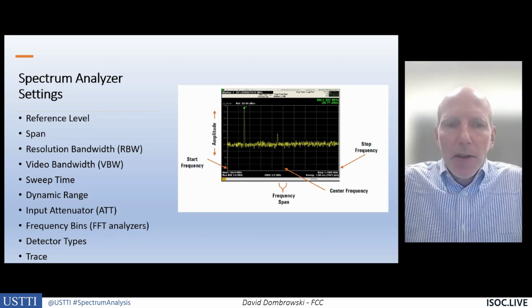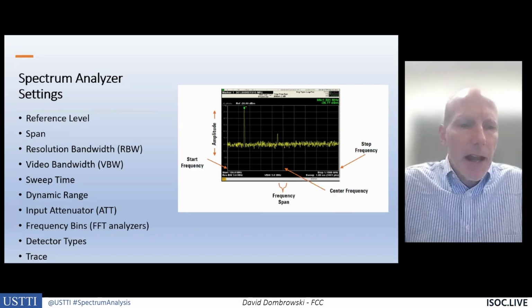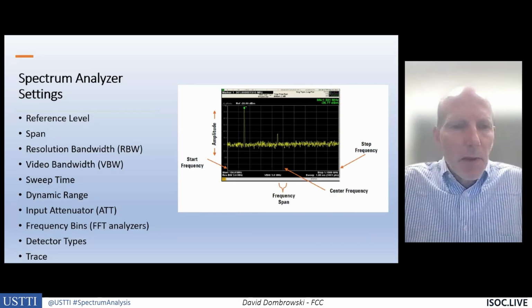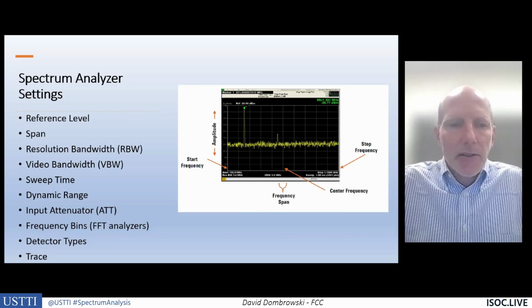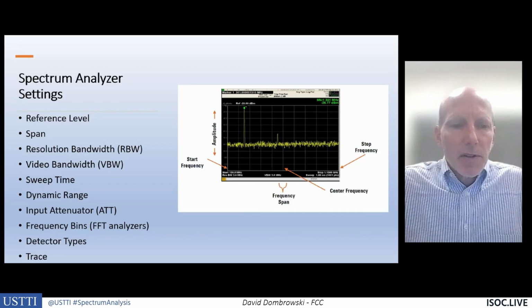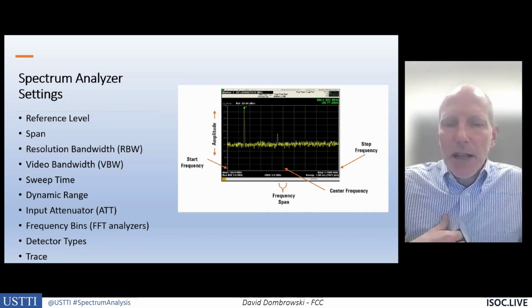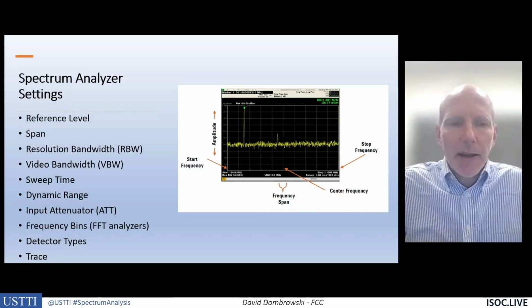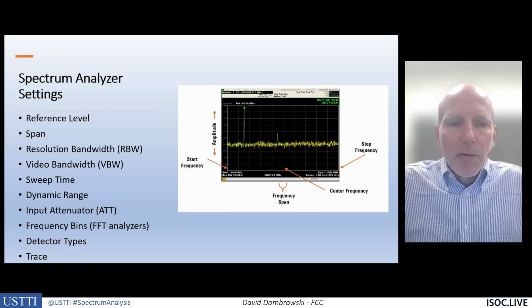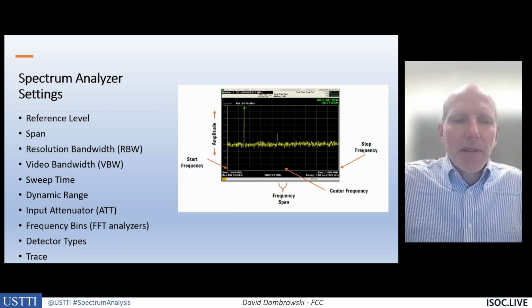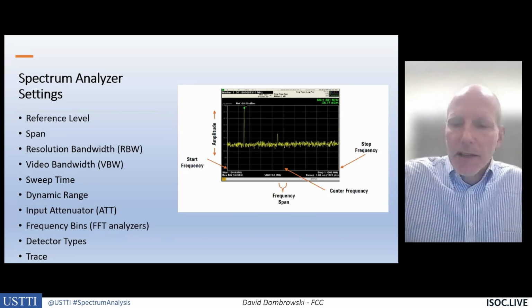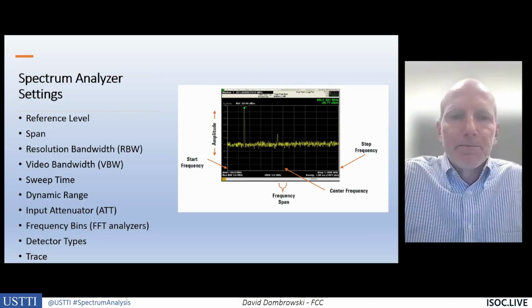The resolution bandwidth, and we'll explain this a little bit. We'll go into each of these settings. How about I do that now? Let's just introduce them. Resolution bandwidth, video bandwidth are settings that we can adjust on the analyzer. And we also have attenuators, which can reduce the amplitude of the signal coming in from the antenna. We'll talk about the frequency bins and the detector types and traces. All right, these are all settings that we're going to go through one by one.